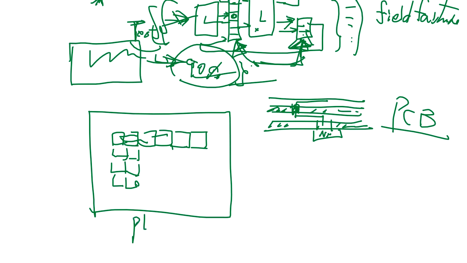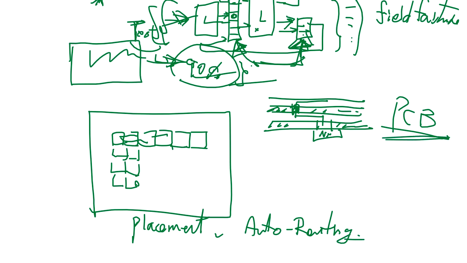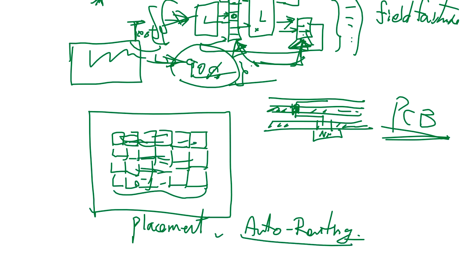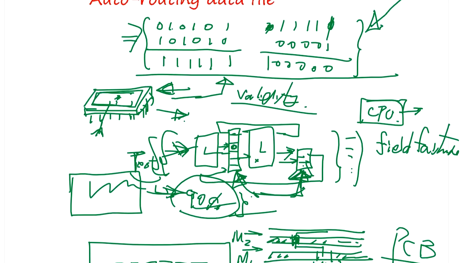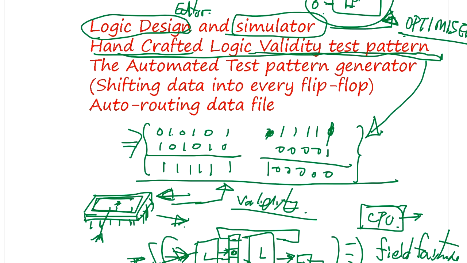All the component placement and auto routing came from PCB technology. Auto routing on a chip is made so that all the logic gates are placed and interconnected by metal, and it creates a layer. This metal layer, metal layer 1, metal layer 2, metal layer 5, and so on. Okay, that's the kind of process we have to go through. So from the logic design data file, we generate the automated test pattern, and also the auto routing data file.